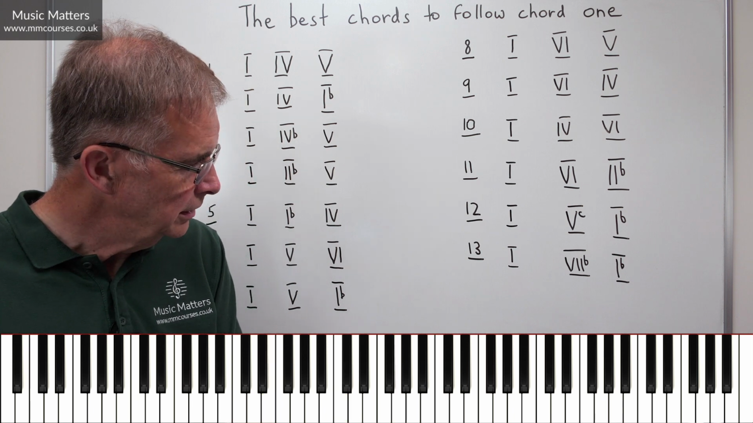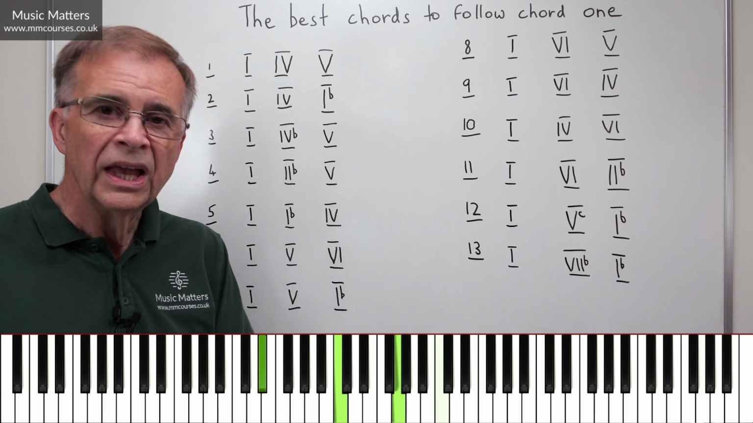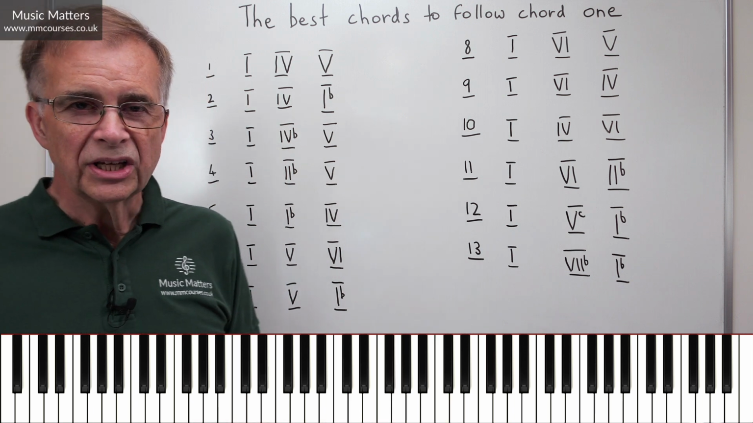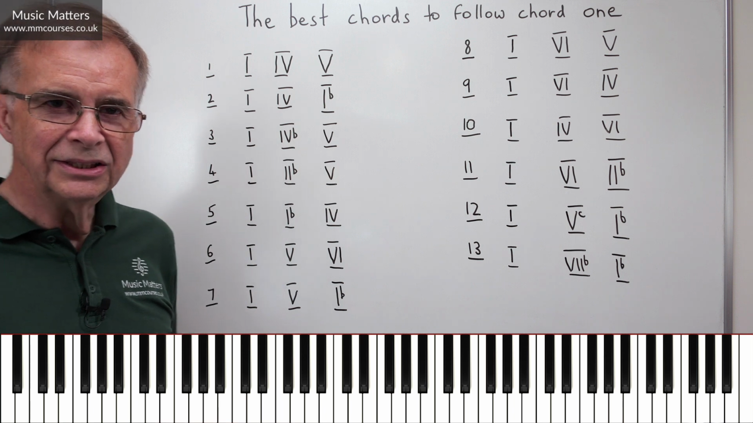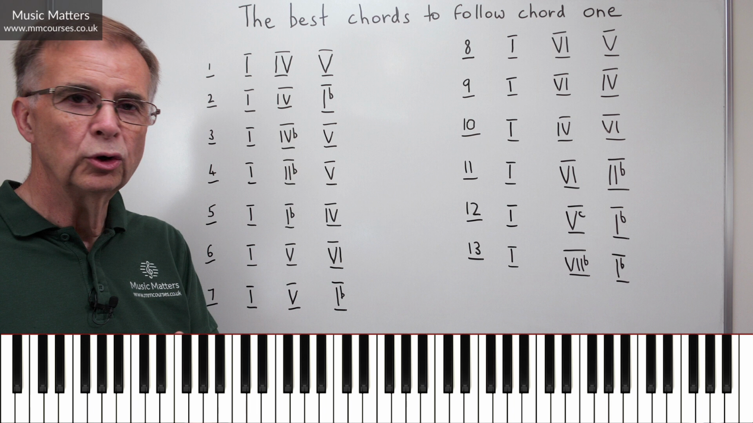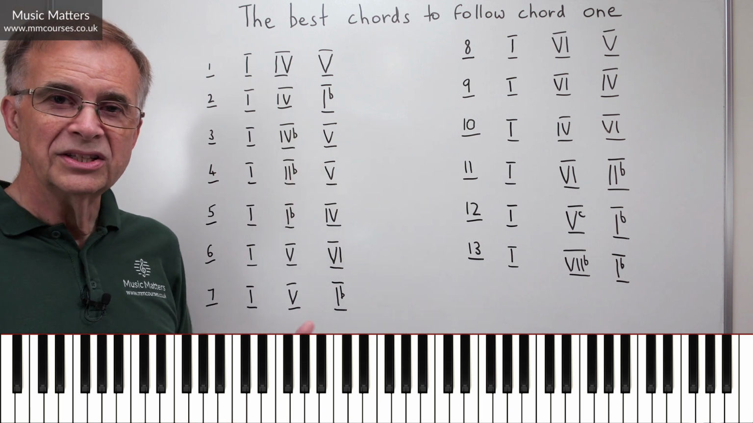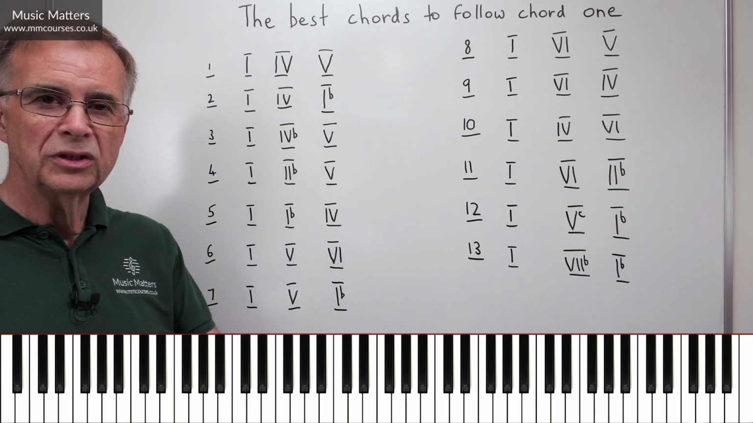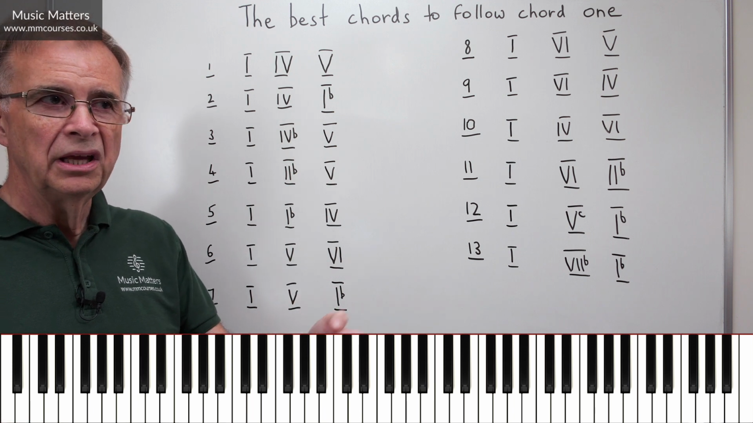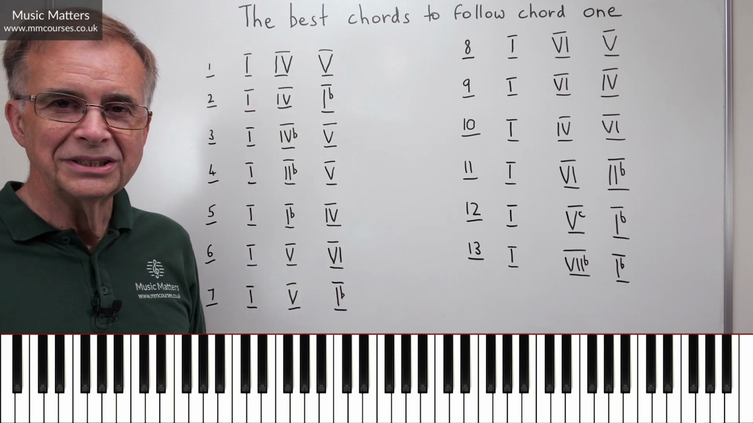Or in C minor. So there we have it. Not a totally exhaustive list, but 13 possible 2-chord progressions that are going to move you on from chord 1. So as I say, many pieces of music will begin with chord 1 and you're immediately thinking, oh, where am I going to go next? Well, there's 13 possibilities for you.